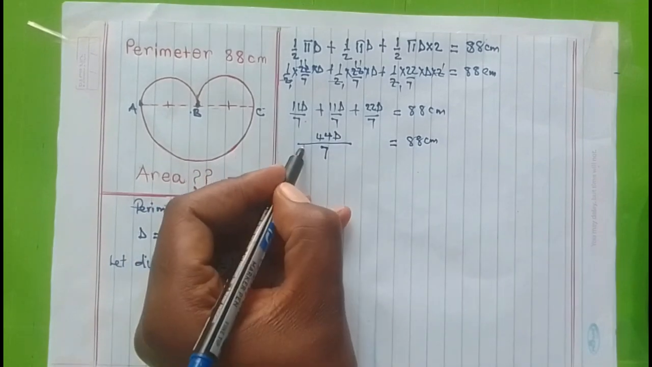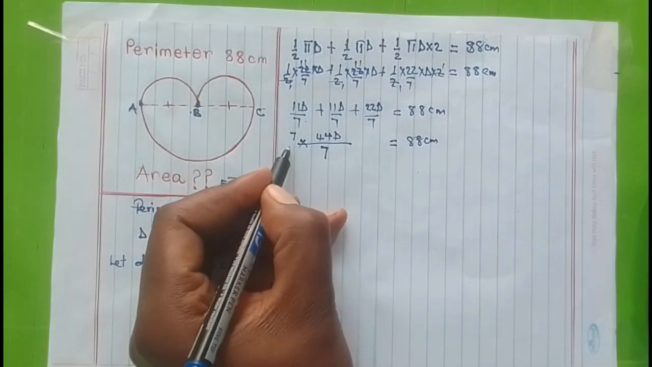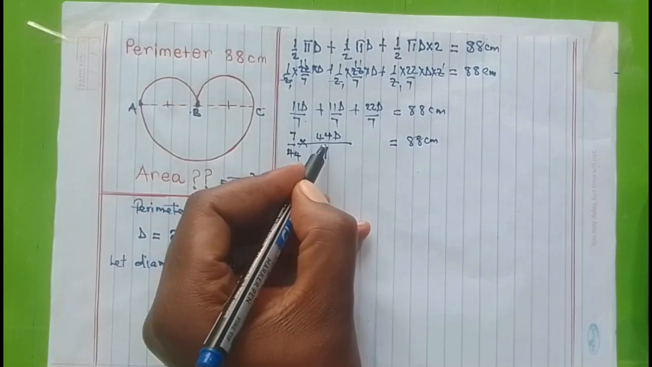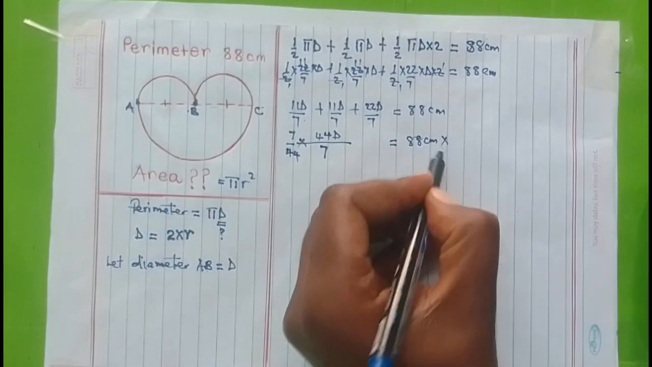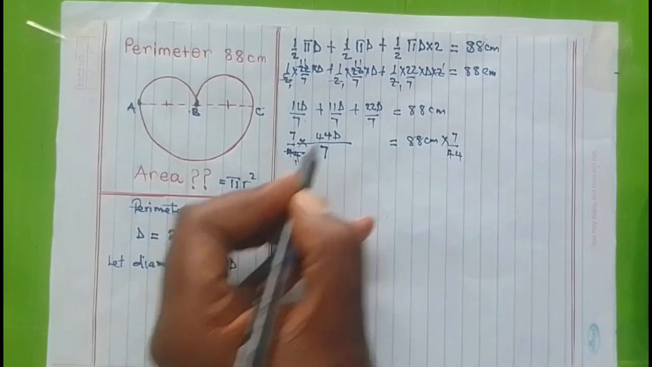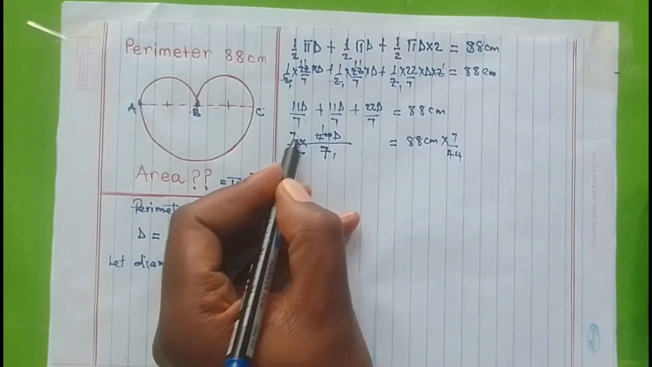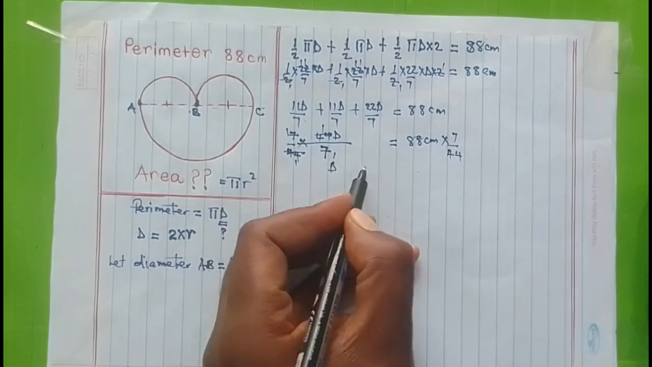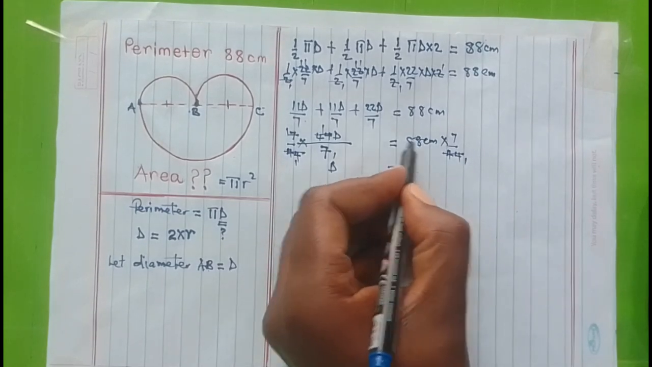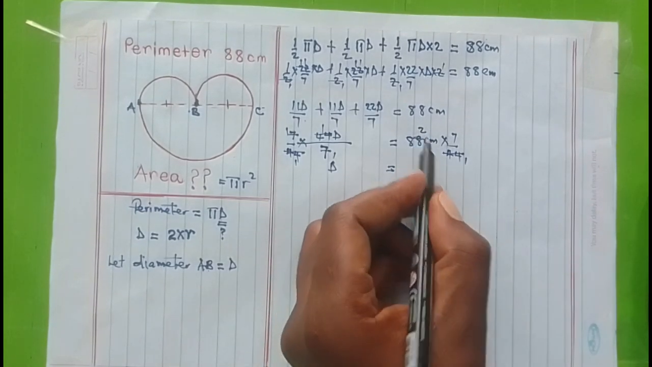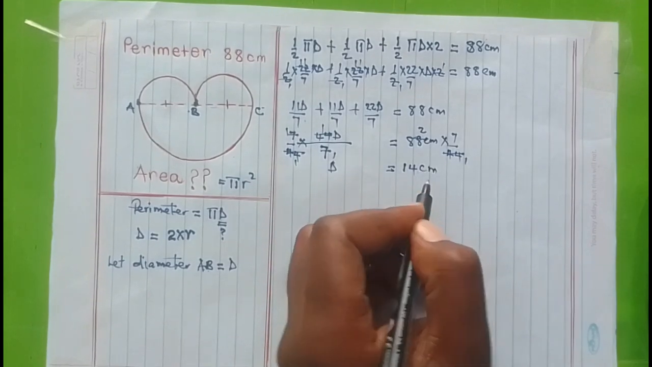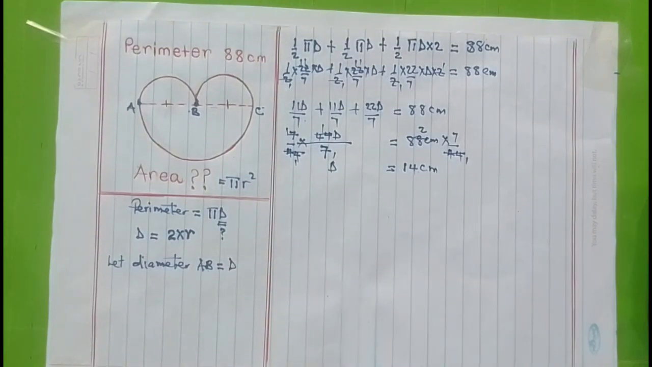But we want the value of d. Let's multiply both sides by the reciprocal or the opposite of 44 out of 7. What we did there, we have to do it also on this side. By 44 1, by 7 1. We remain with our d, which is equal to, by 44 1, by 44 2, 2 centimeters times 7 is 14 centimeters.